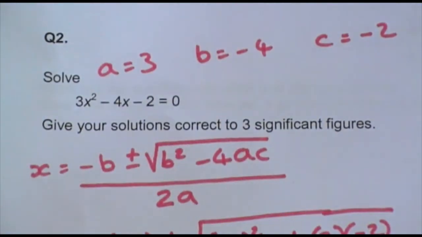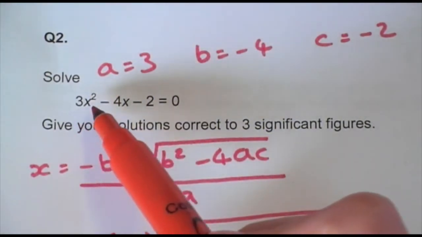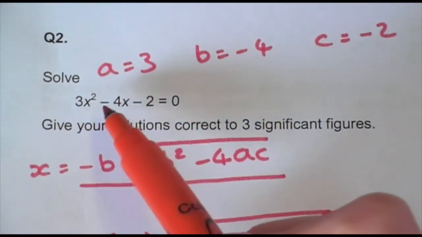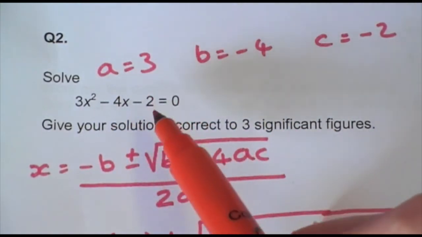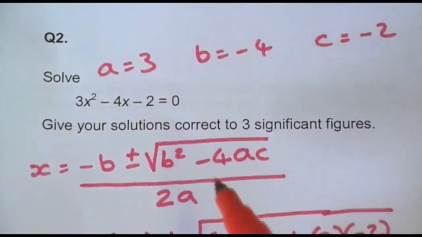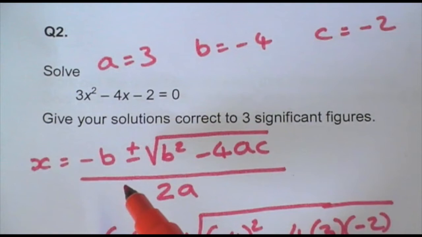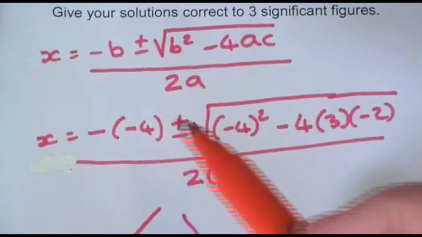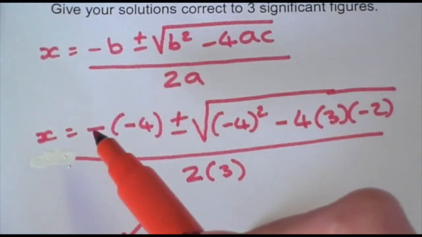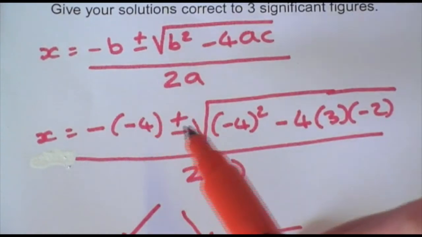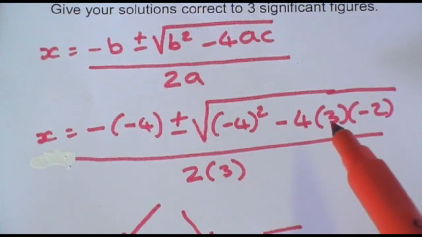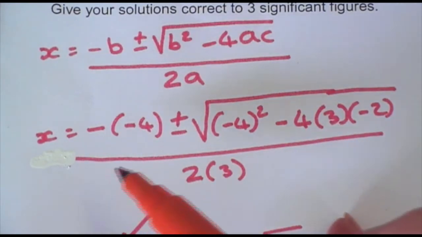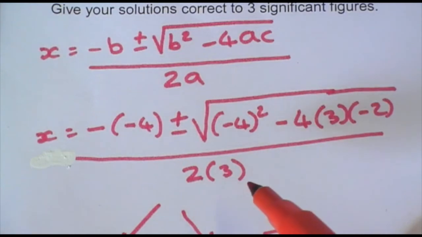So here's a very brief run through of the answer. A was the coefficient of x squared, so that's 3. B is the coefficient of the x term, which is negative 4, and c was the, not the coefficient, c was the constant, negative 2. So I need to substitute those numbers in using brackets into the quadratic formula, which can be found at the front of the book. So I end up with x equals negative 4 plus or minus the square root of negative 4 squared minus 4 times 3 times negative 2, all over 2 lots of 3.